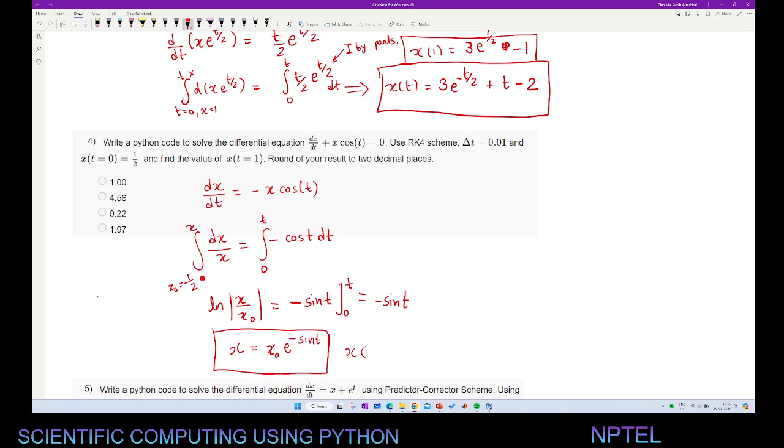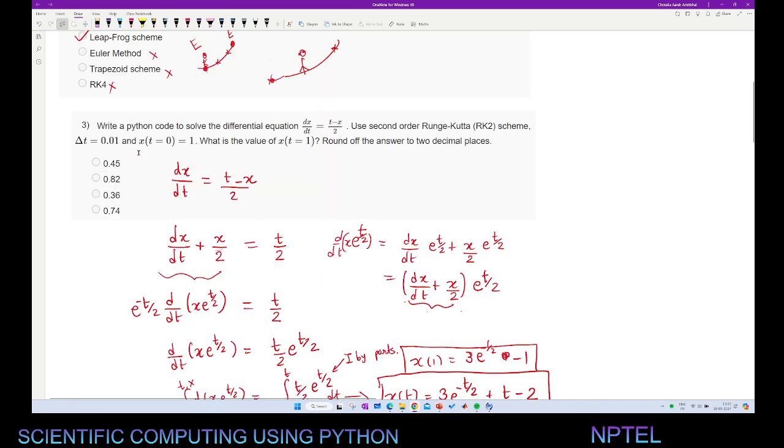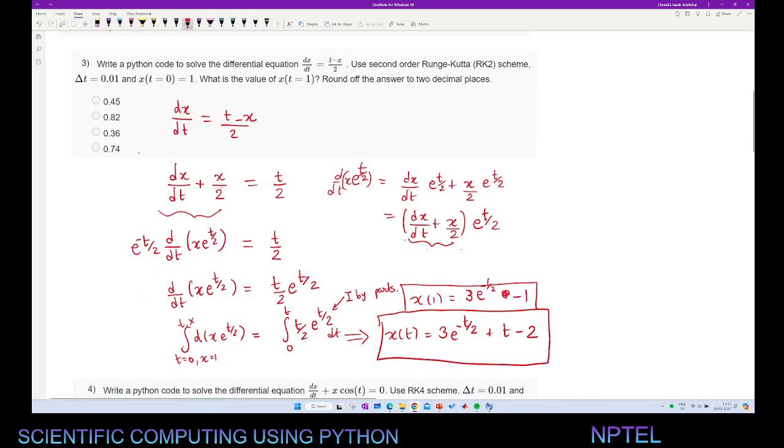And we were asked x of 1. So this will be 0.5. Yeah, x of 0 was 0.5. So 0.5 times e to the power minus sine 1, whatever it is, and this is actually 0.22. So this is the correct one. In this case, it was, I think, 0.82, right? Let me check once. Yeah, 0.82.